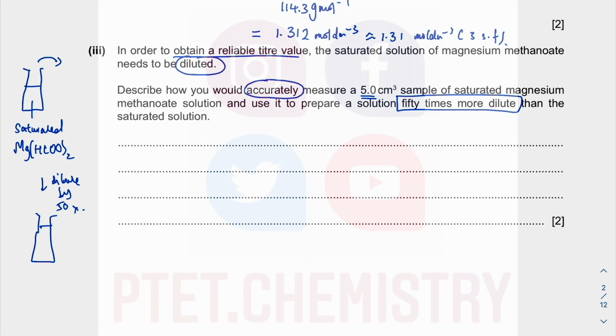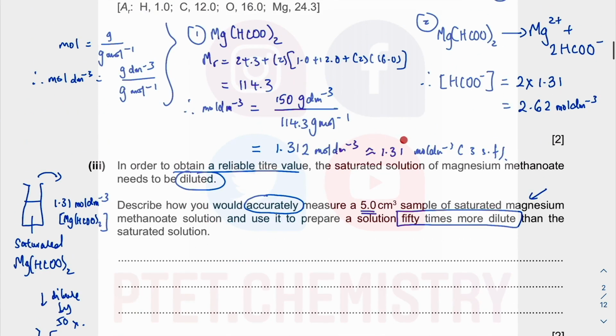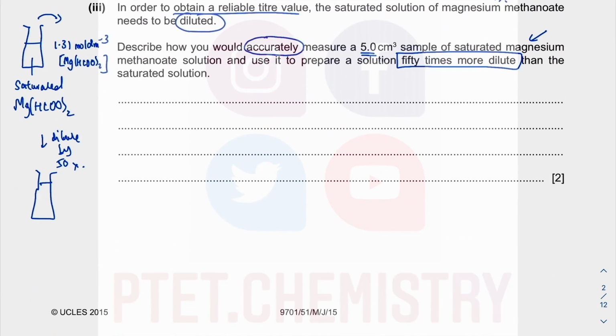What was the concentration that we take out? So this was 1.31 mole per dm³ for the Mg(HCOO)₂, because they say it's of the saturated magnesium methanoate, and you are diluting the saturated magnesium methanoate. You are not diluting the methanoate. Okay, so 50 times refers to diluting this. So 50 times means 1.31 over 50 mole per dm³, mole dilute.